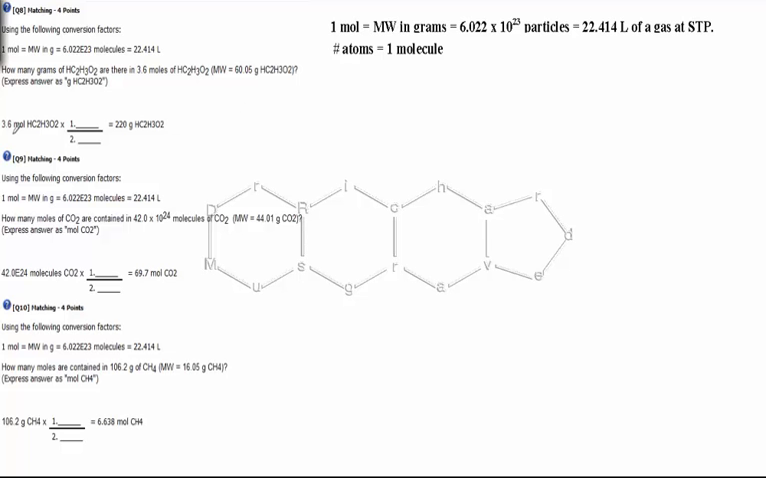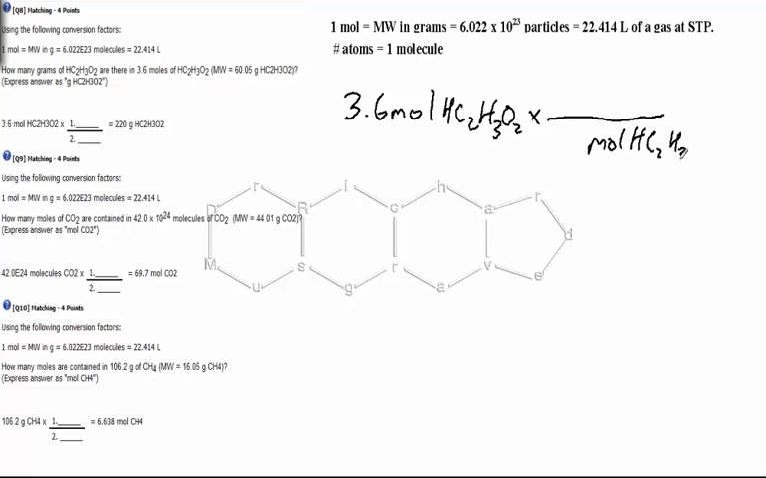Alright, so in this particular example we're starting out with moles, and we're trying to find grams of acetic acid, HC2H3O2. We start with 3.6 moles HC2H3O2, and we've got times and then a line. Now we know that moles of HC2H3O2 go on the bottom because these have to cancel, and we're looking for grams.